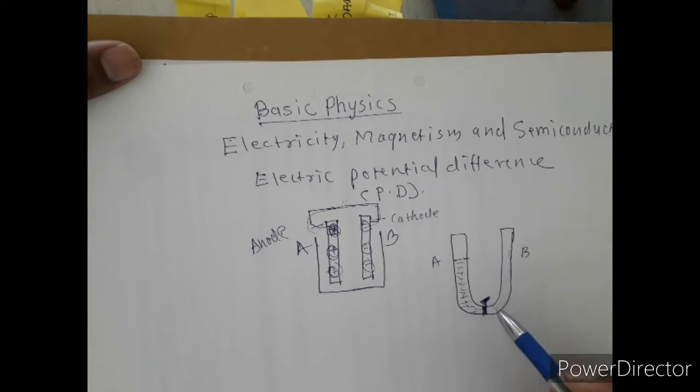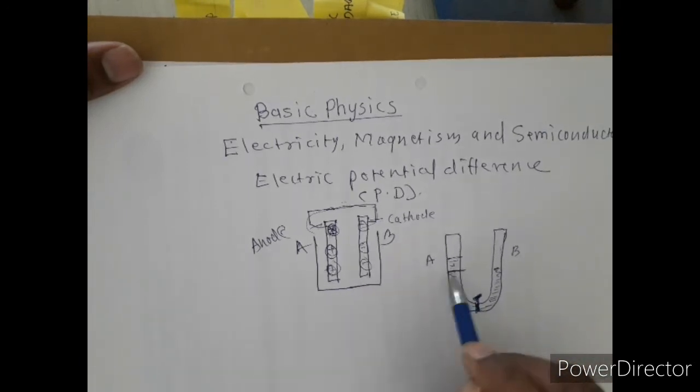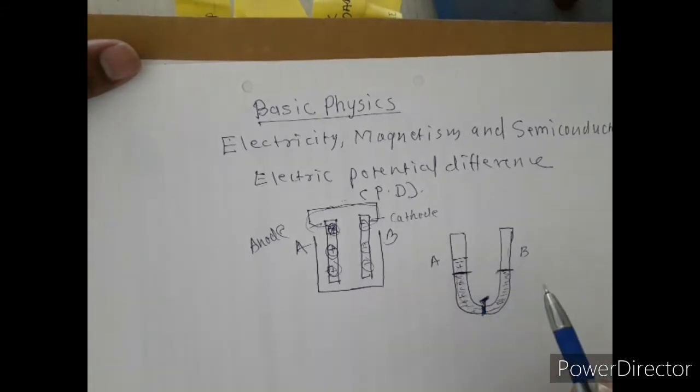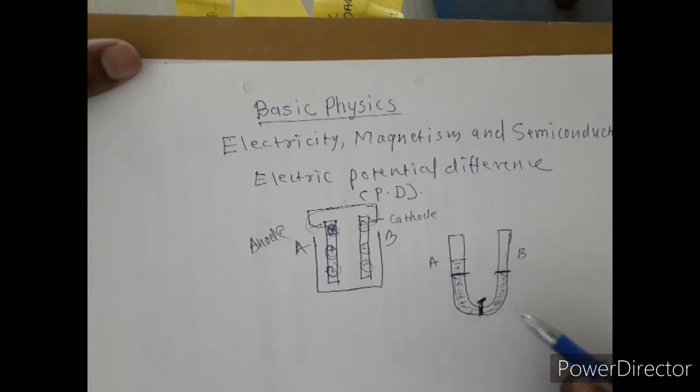But when I rotate this tap, what will happen? Water will move from side A to side B and both sides will become equal. Then water will stop flowing from side A to side B. So this is also potential.